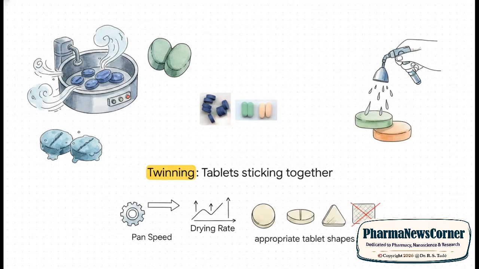Finally, we have twinning. This is when two or more tablets literally stick together. This usually happens when your drying process is inefficient, or maybe you're applying the coating solution at a much higher rate than the pan can actually evaporate it. You are basically gluing the tablets together. Obviously, that's not great for the patient and definitely not great for their batch yield. The remedy here is adjusting the pan speed, tightly controlling the drying rates, and choosing appropriate tablet shapes right from the start that don't easily present flat surfaces to one another.